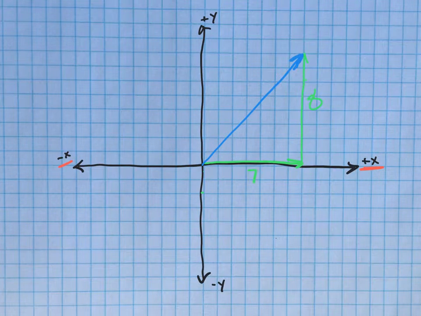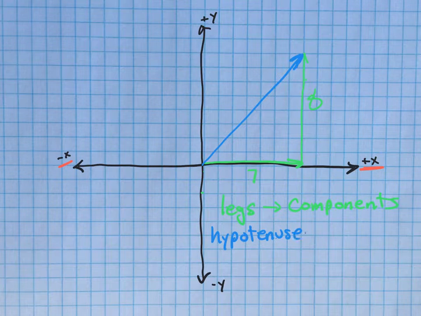Now, in the terms that we're going to use, the legs of our triangle are what we call the components, and the hypotenuse is called the resultant. And so the hypotenuse in this case just happens to be the total or the sum of the two components, the two legs, the two individual displacements.